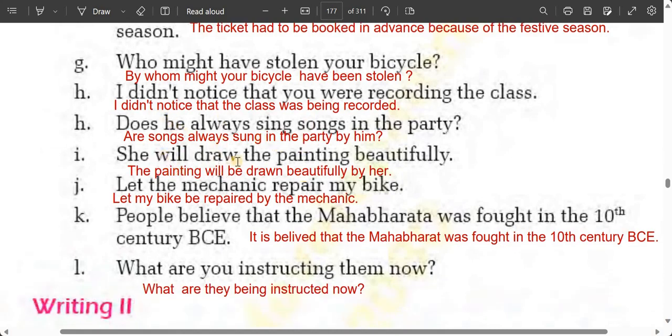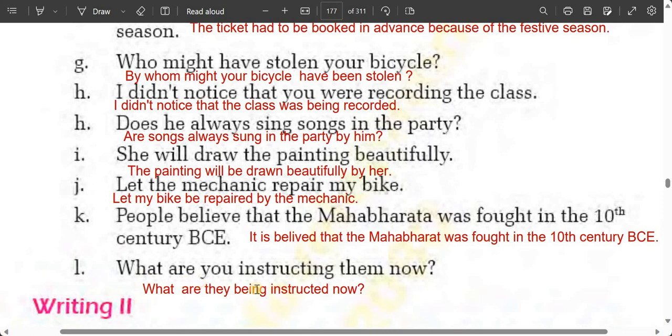Next, the painting. She will draw the painting beautifully. The painting will be drawn beautifully by her. Now, let the mechanic repair my bike. Let my bike be repaired by the mechanic. Okay. People believe that the Mahabharata was fought in the 10th century BC. It is believed that Mahabharata was fought in the 10th century BC.